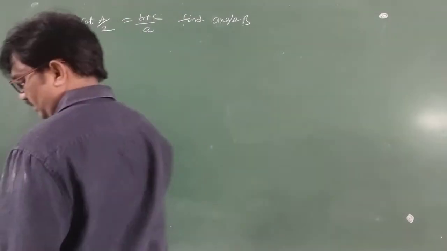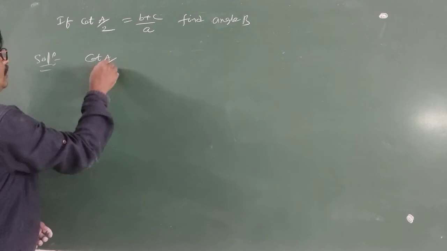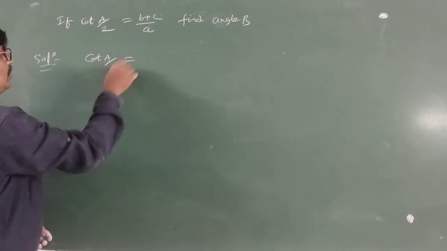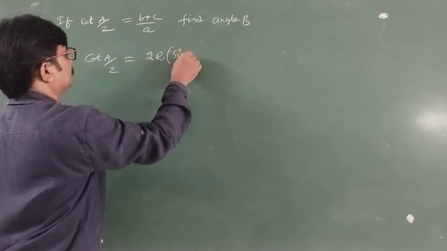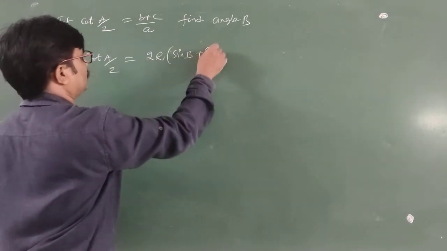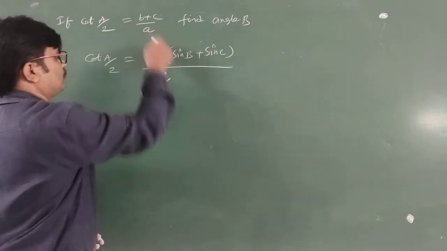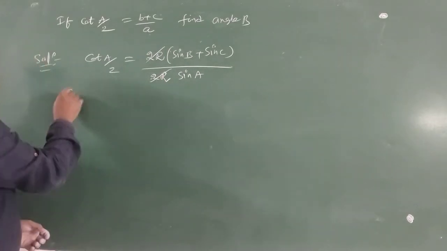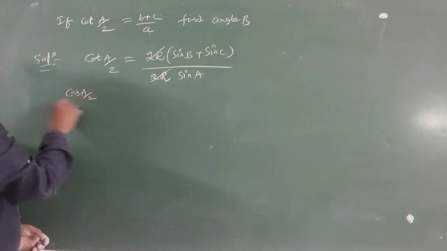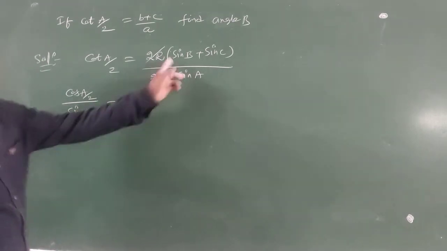This is, students, the cot A by 2 is there. Now the cot A by 2, first we can write cot of A by 2. The small b from the sine rule is 2r sine b, the small c from the sine rule is 2r sine c. 2r is common. The small a is, students, 2r sine a. Now, students, this is cos of A by 2 upon sine of A by 2, equal to sine b plus sine c.